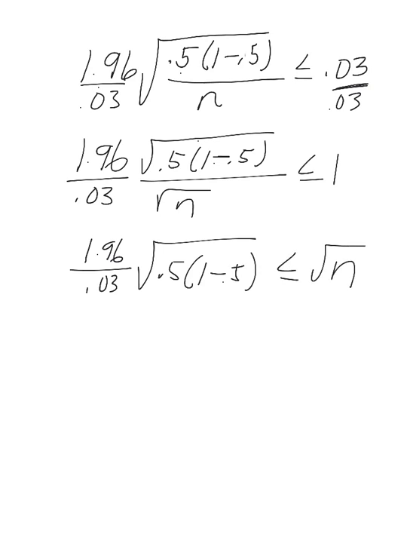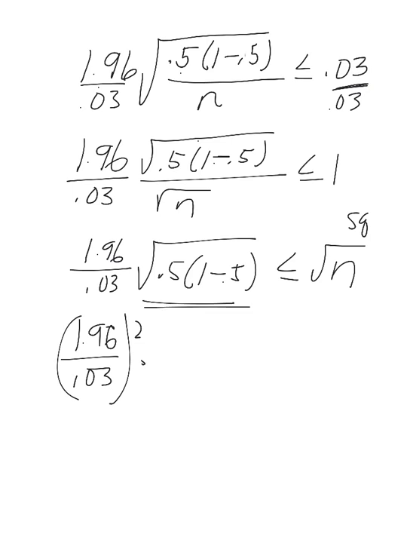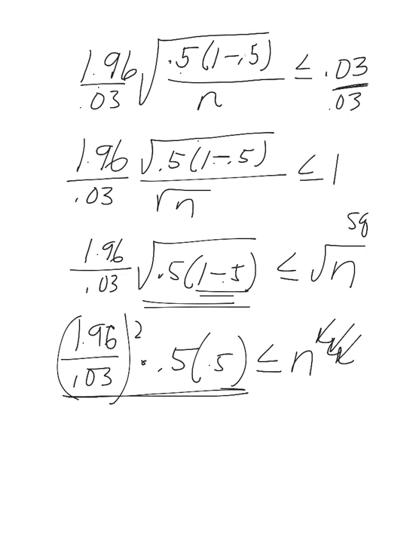Now I want to get rid of all of this square rooting, so I'm going to square both sides. So this is going to be squared. This is going to be squared. By the way, I'm just going to put that as 0.5 now. And then this will be squared. So now all we have to do is do the math, because we're trying to find out our sample size. And so our sample size has to be greater than or equal to all of this.